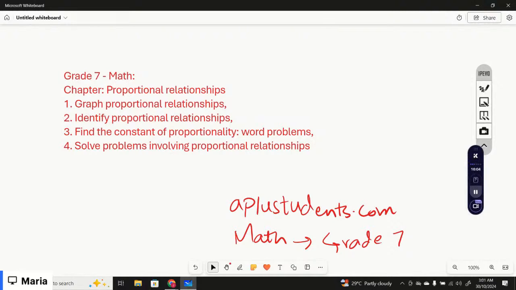There you can find a list of the chapters. We're going to start with the chapter proportional relationships. The lessons we're going to cover today are graph proportional relationships, identify proportional relationships, find the constant of proportionality word problems, and solve problems involving proportional relationships. So please make sure you have your notebook and pencil so that you can note down the important examples and definitions as well.